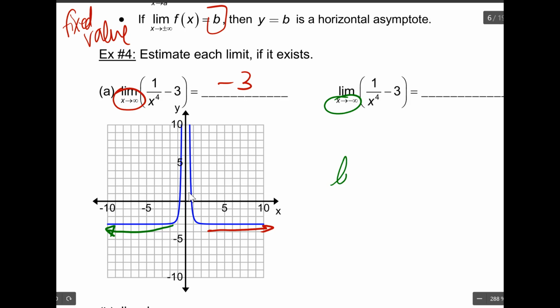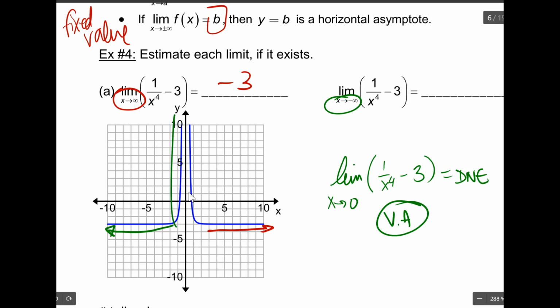If I wanted to find the limit of 1 over x to the 4th minus 3 as x approaches 0, it's going to not exist because I have a vertical asymptote. But I'm not really caring about this middle part, remember? The end behavior only cares about what's happening at the ends. All right. Did we answer this question? It's also approaching -3. Cool.